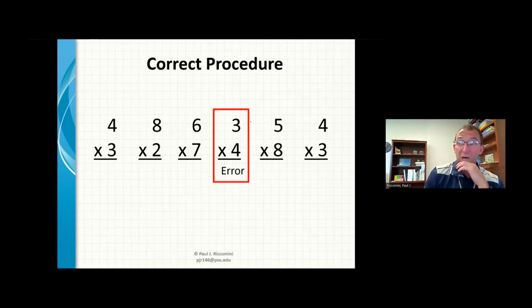They get to this one and they make a mistake. All right. So 4 times 3 is 12. 8 times 2 is 16. 6 times 7 is 42. 3 times 4 is 15. Part firming comes into play.